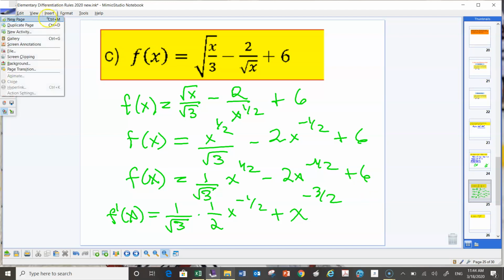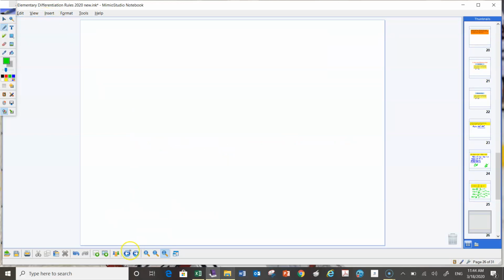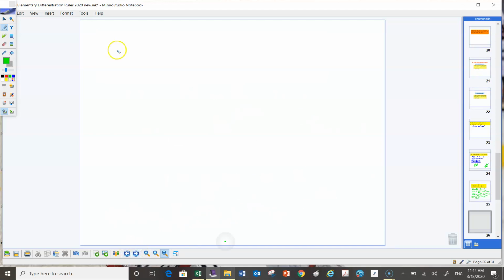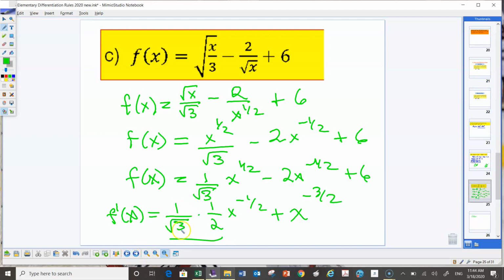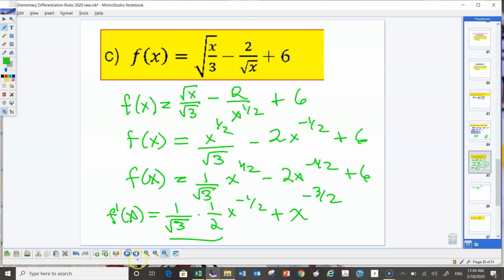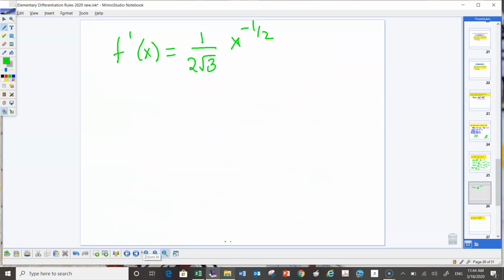Just insert a new page here. To clean this up on the last, all I'm going to do is multiply these two coefficients together. So my derivative now is going to be 1 over root 3 times 1/2, which is 1 over 2 root 3. My term x to the negative 1/2 is not going to change. And my next term would be plus x to the negative 3/2. And that is one version of writing the solution.